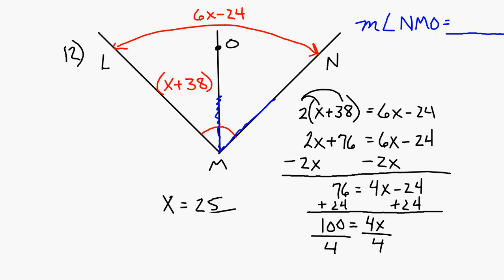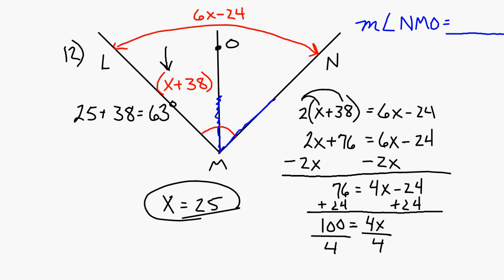25. If x equals 25 and you need NMO, you substitute it right here. So you do 25 plus 38 equals 63 degrees. So if this side is 63 degrees, then this side is 63 degrees.